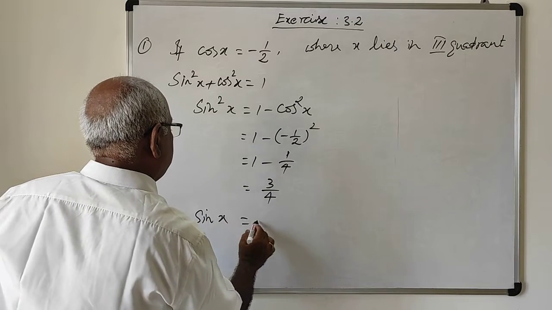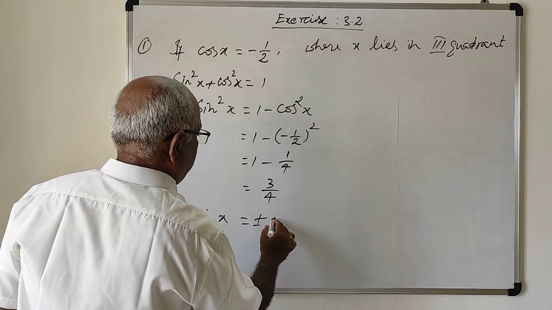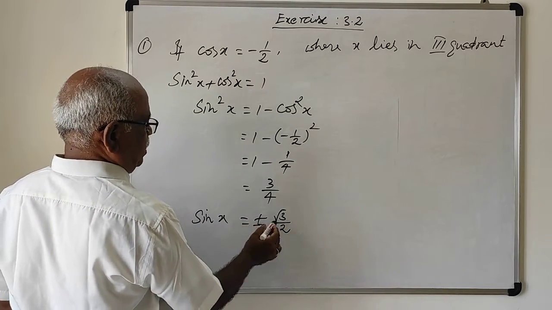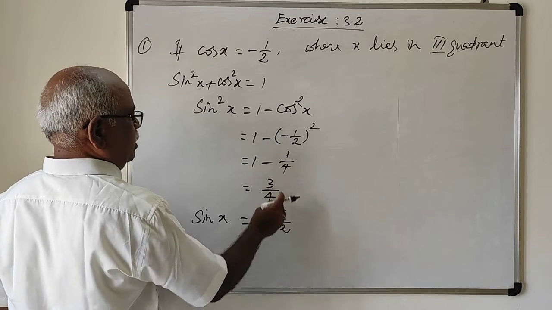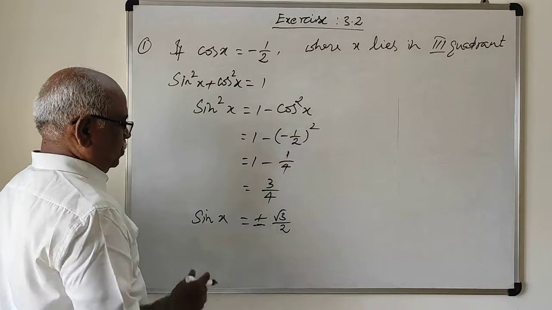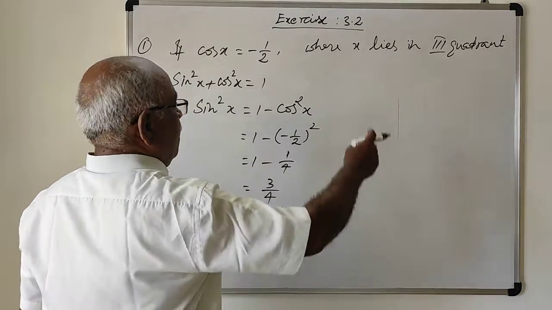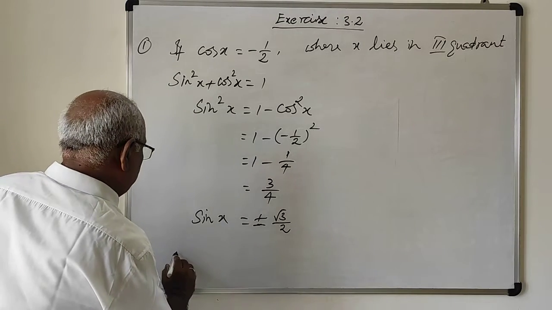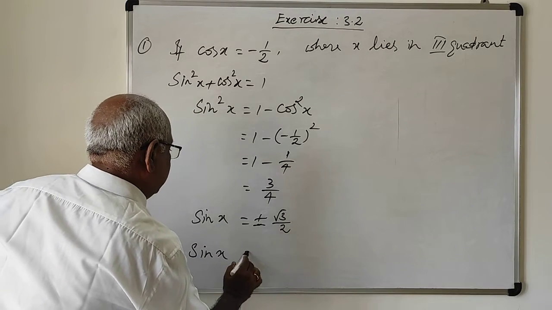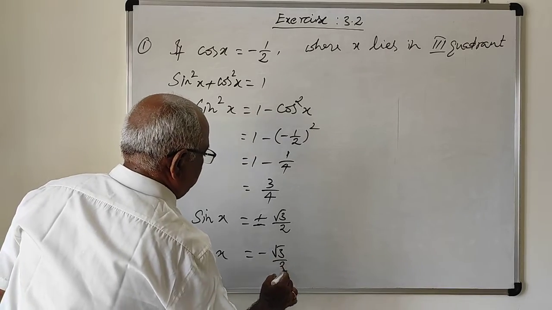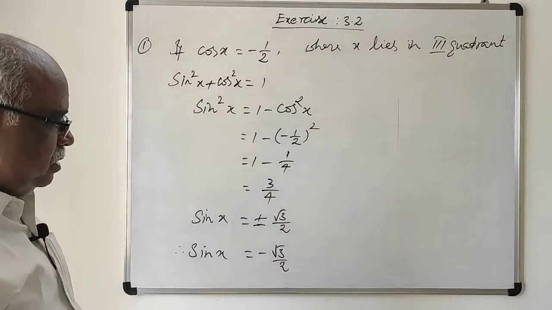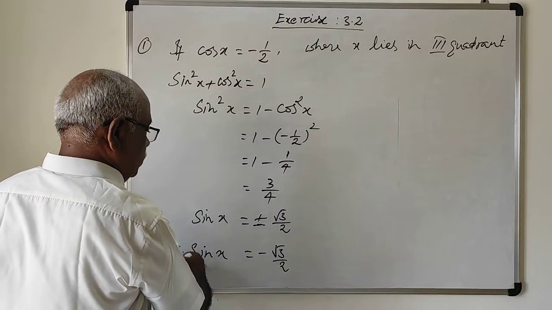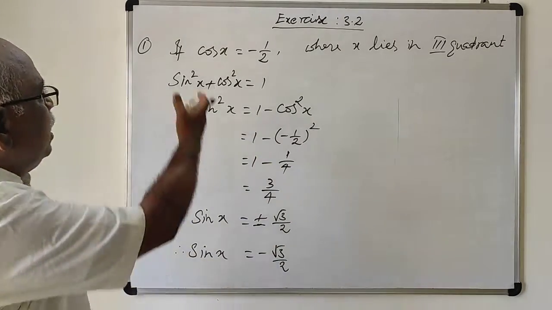From this, sin x is plus or minus root of 3 by 4, which is plus or minus root 3 by 2. Taking the square root in the numerator, you will get root 3, and the square root of 4 is 2. Since x lies in the third quadrant, sin is negative, therefore sin x is minus root 3 by 2. Out of these two values, plus root 3 by 2 we have to eliminate because x is in the third quadrant. In the third quadrant sin is negative, therefore minus root 3 by 2 is your answer for this problem.